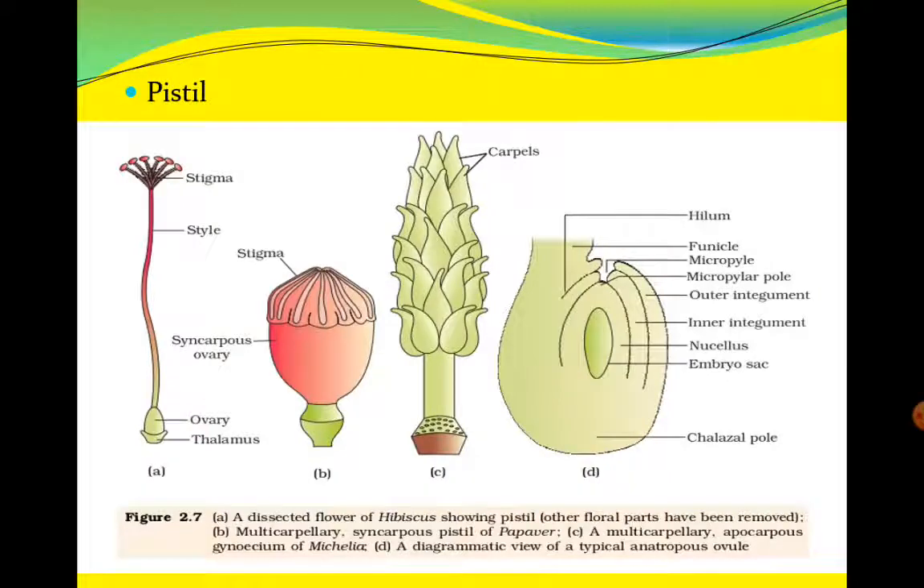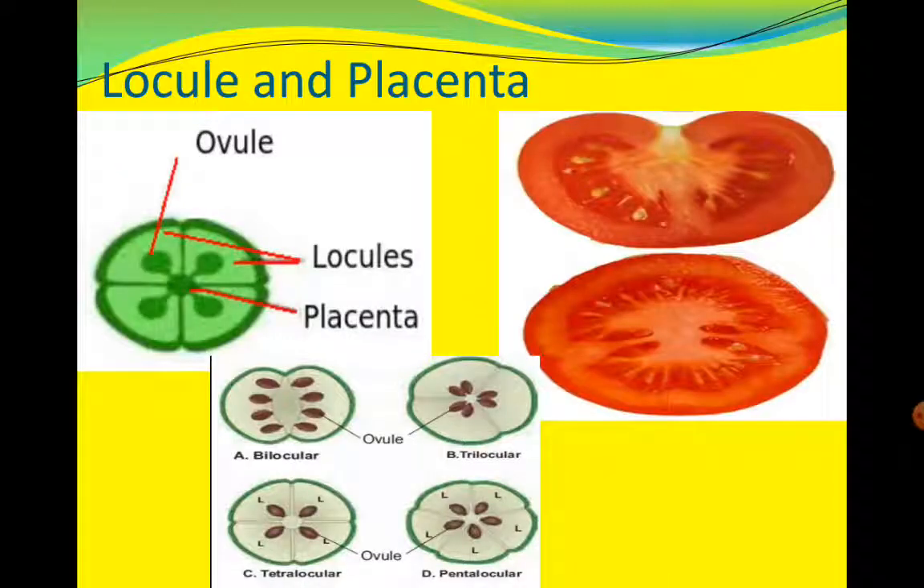So you can see here the number of locules. It can be bilocular, trilocular, tetralocular, pentalocular, depending upon the plant or depending upon the fruit.